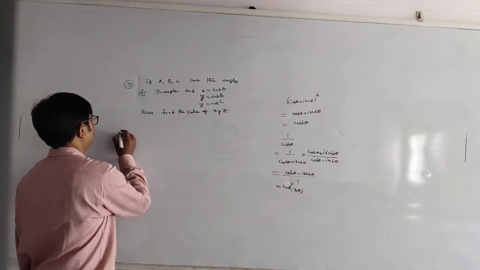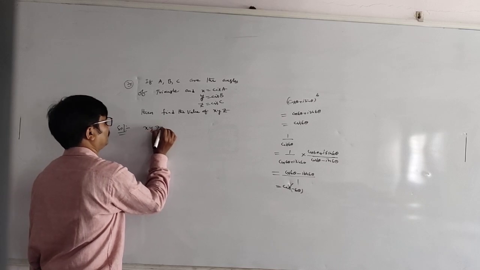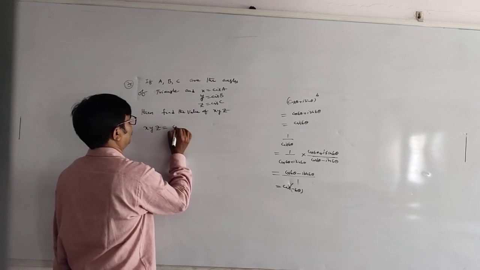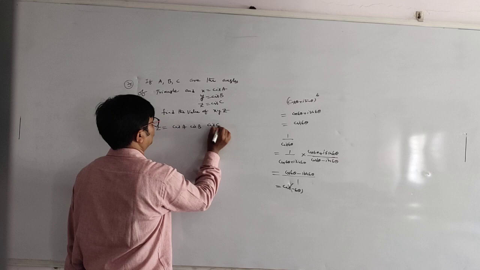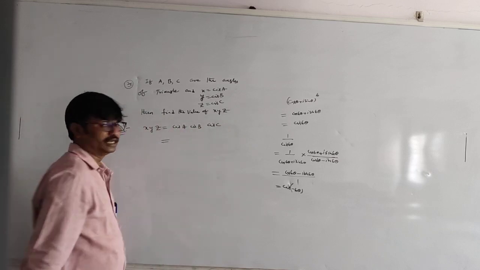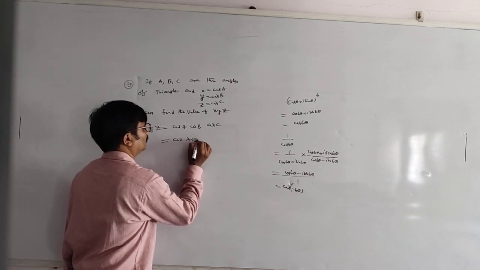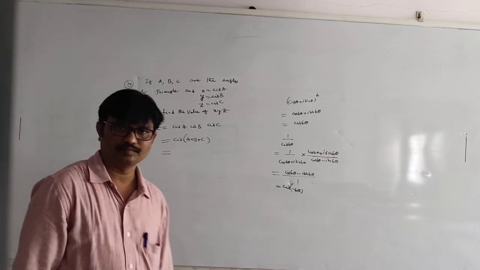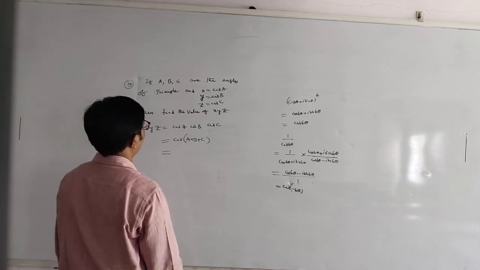Dear students, this is based on De Moivre's theorem. x, y, z is cis A, cis B, cis C. Already I explained cis A into cis B into cis C is cis of A plus B plus C. Cis is cos of A plus B plus C plus i sin of A plus B plus C.